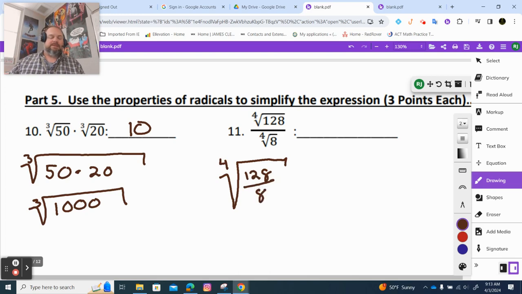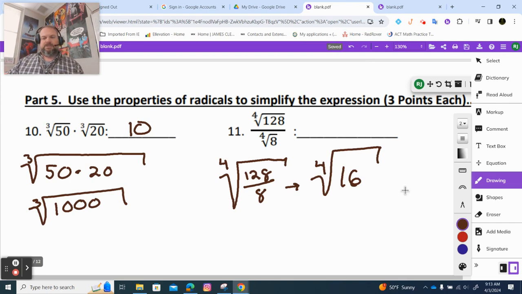Divided by 8. 128 divided by 8. All right. So this becomes the fourth root of 16, which is 2.